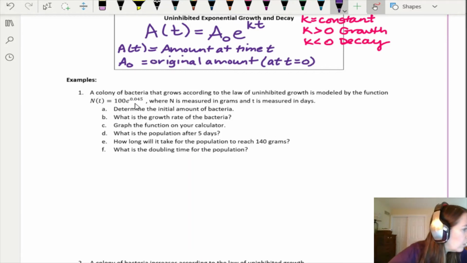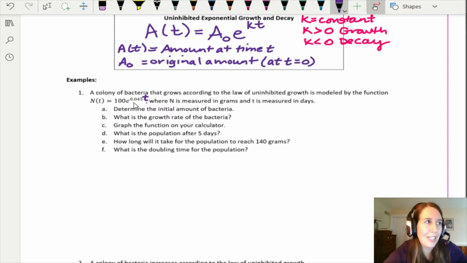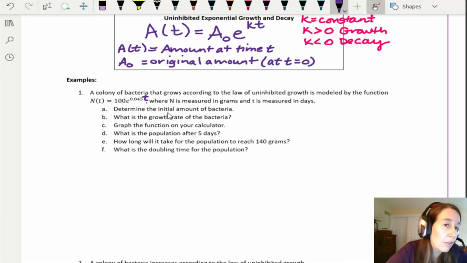Oh, and I think we're missing somehow on this paper, the T didn't come through. I think on yours it probably does say T right there, but it wouldn't make sense if there wasn't a T. So it's N of t is 100 e to the 0.045 t. The t is up there in the exponent as well. Maybe it just got so tiny it fell off the page.